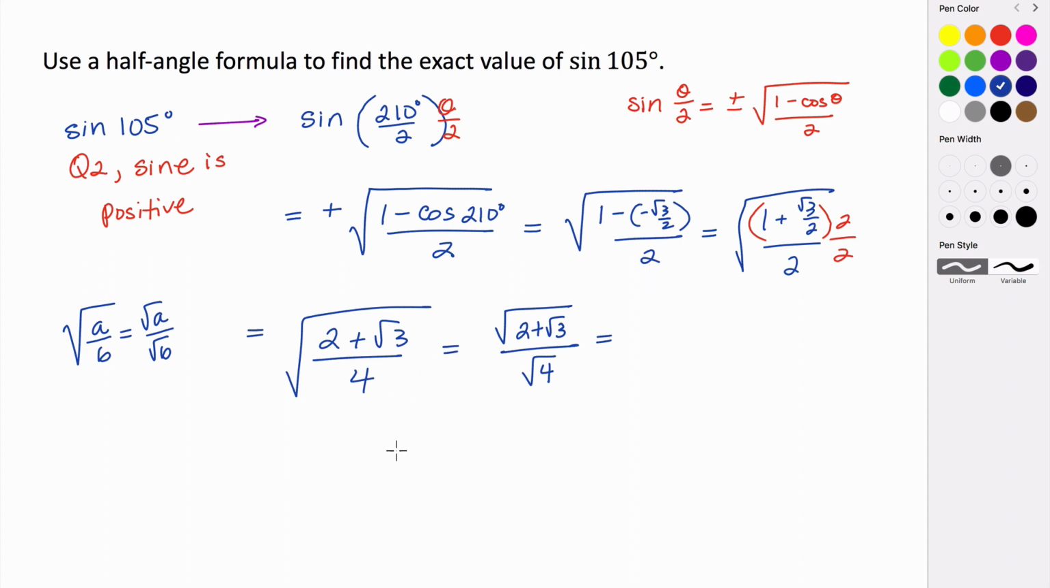So in all of this, the sine of 105 degrees is equal to the square root of 2 plus the square root of 3, all divided by 2. So this is the sine of 105 degrees, again, using the half angle formula.